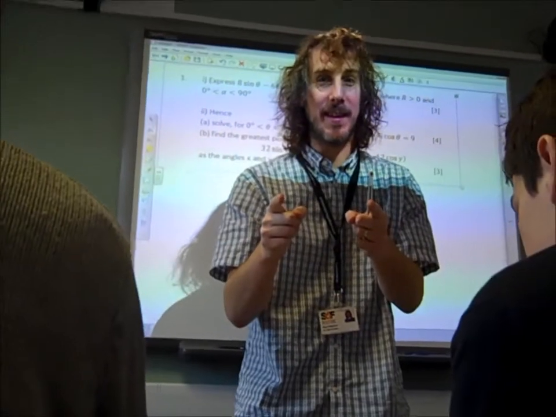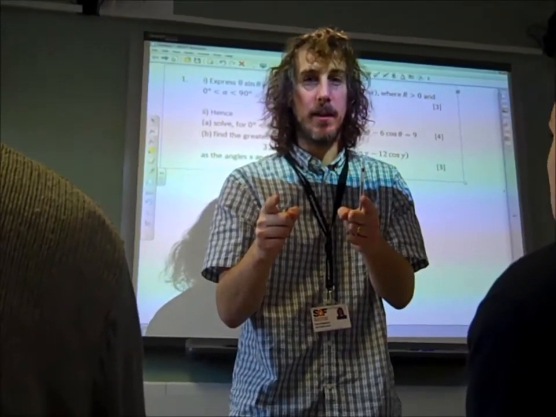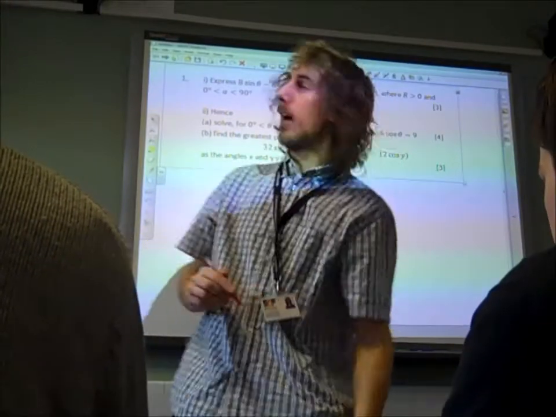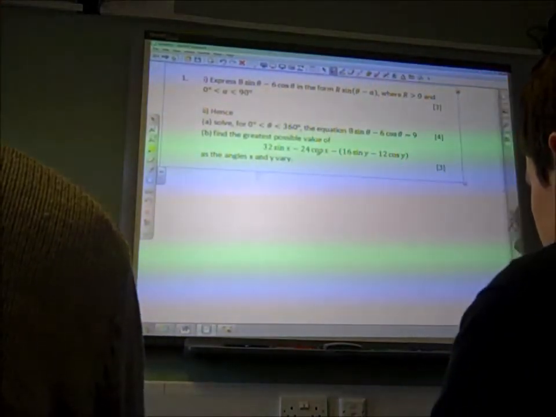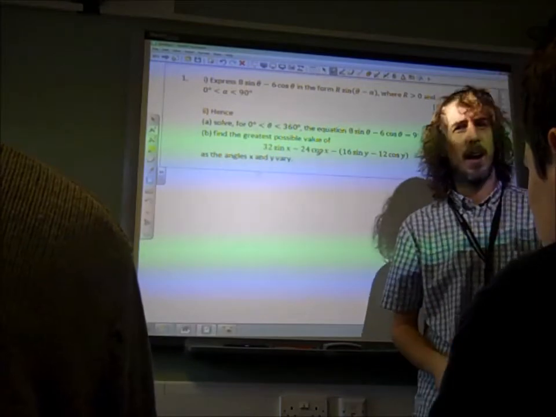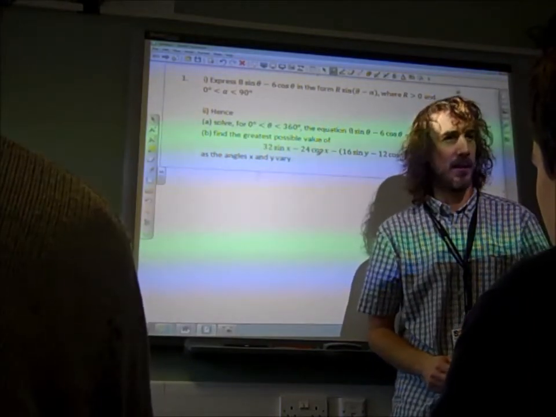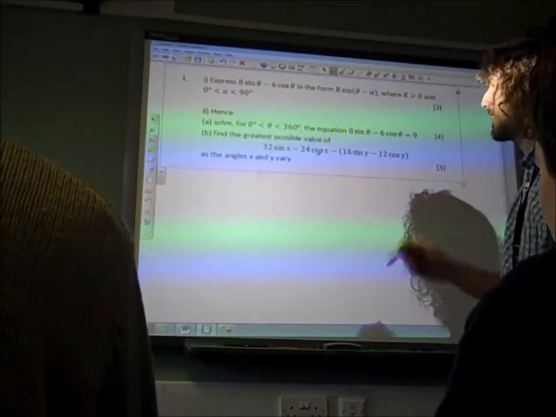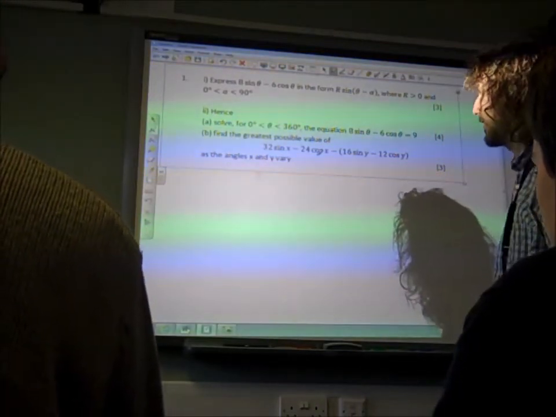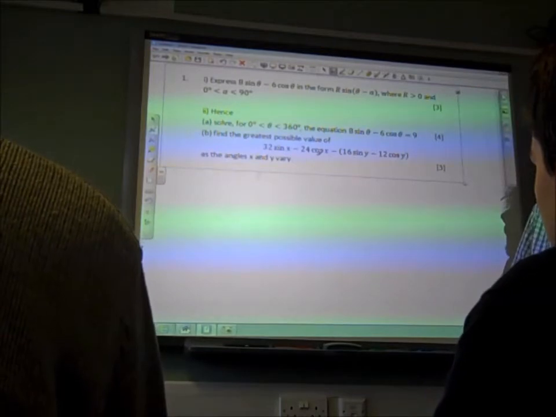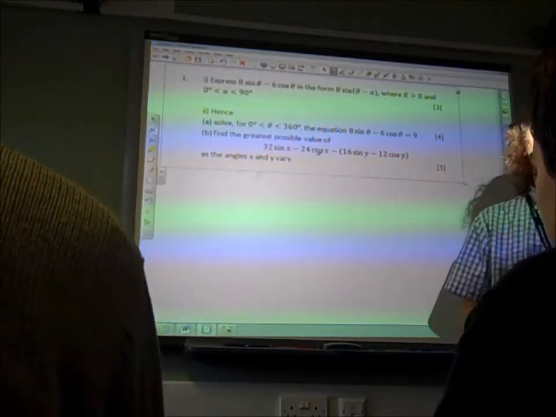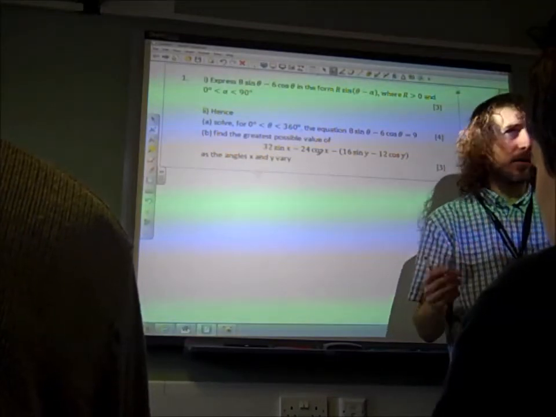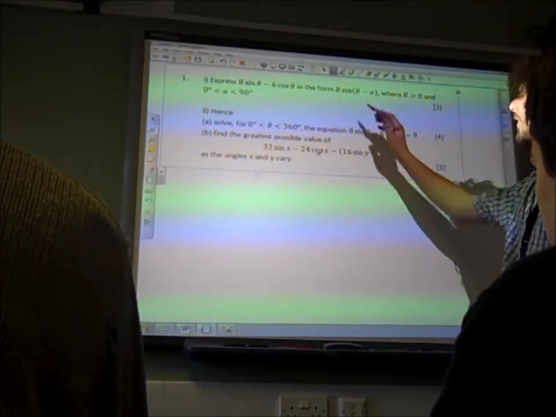C3 homework this week. It's trigonometry homework, the a sine theta plus b cos theta stuff. Express 8 sine theta minus 6 cos theta in the form r sine theta minus alpha, where r is greater than 0 and alpha is between 0 and 90. It's the standard start to this question, and we're told the form to use.